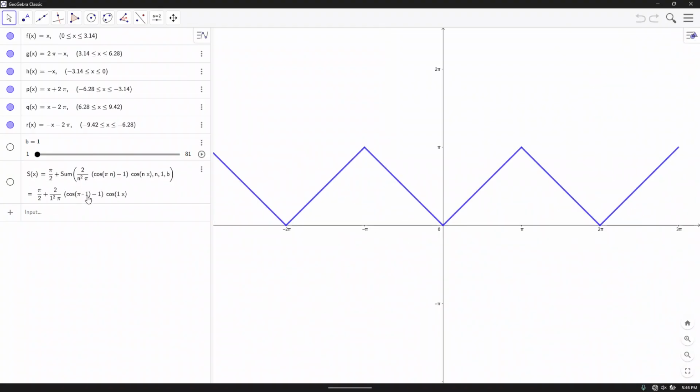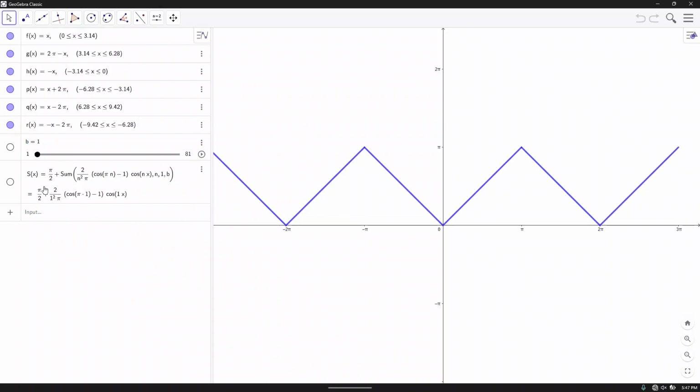triangle wave. Here I have this function s of x that represents the Fourier series we calculated by hand, which is pi over 2 plus the sum of 2 over n squared cosine of n pi minus 1. In this case, I went back to cosine n pi. I could have done negative 1 to the n. It doesn't matter when you do this in GeoGebra. And I'm going to go from n equals 1 to as many terms as we want. How do we do that? Well, by playing with the slider.